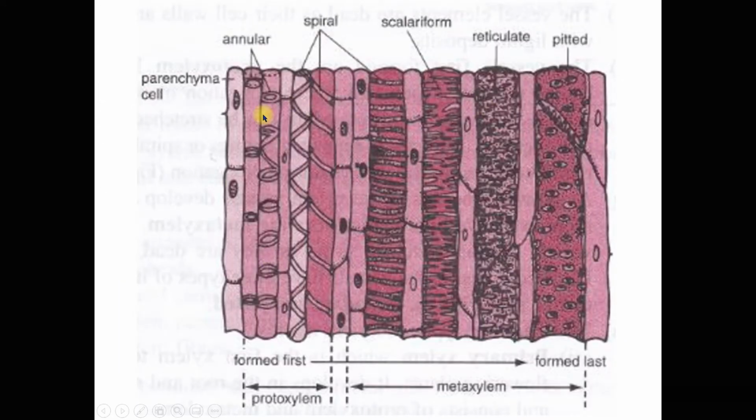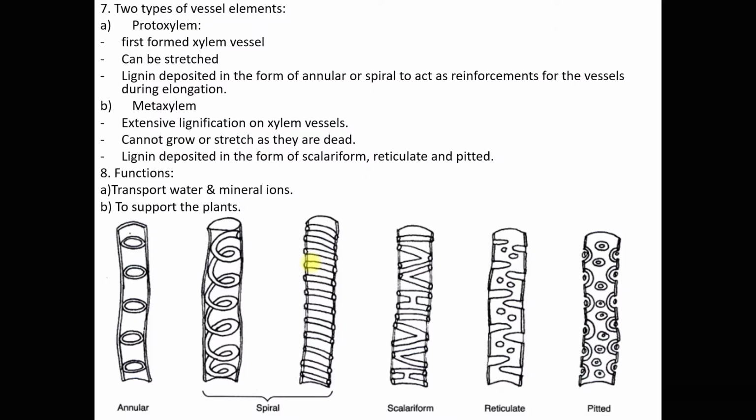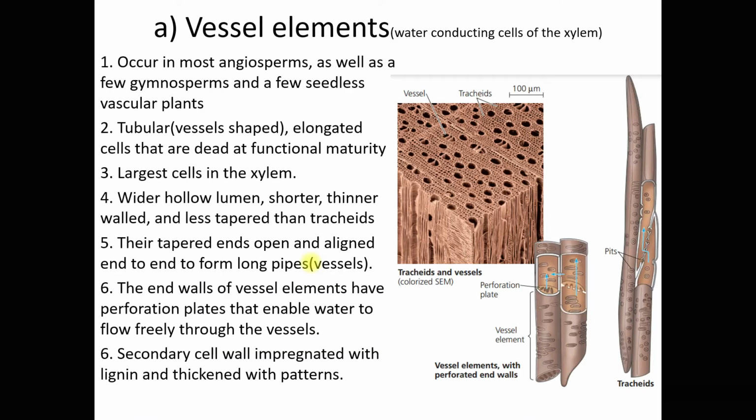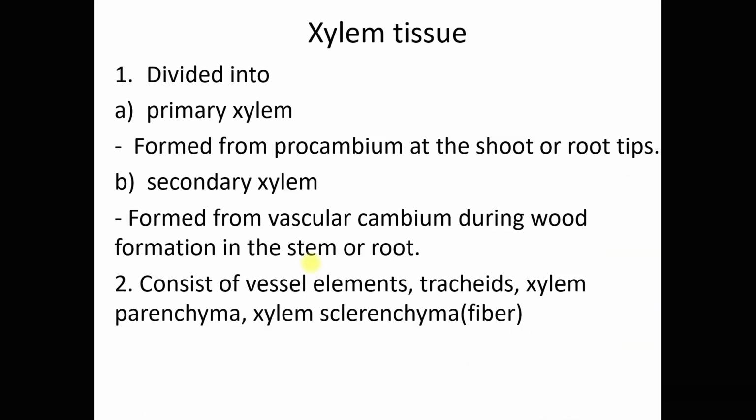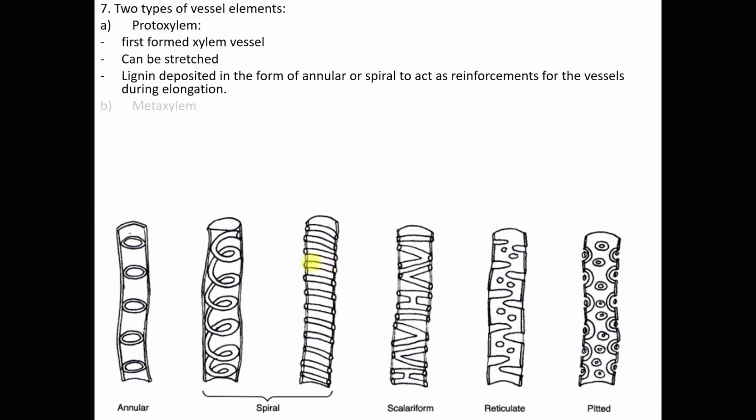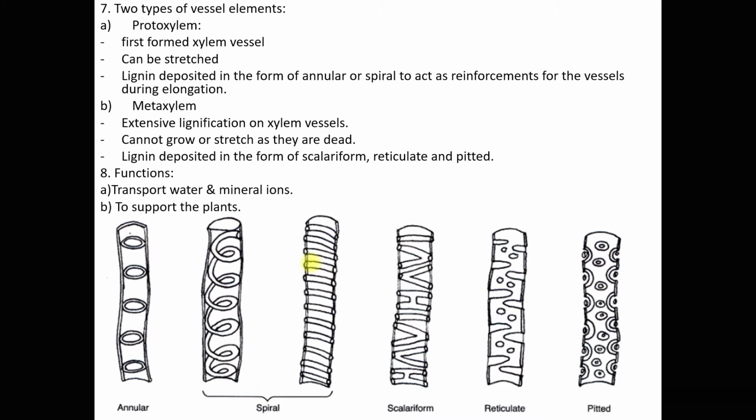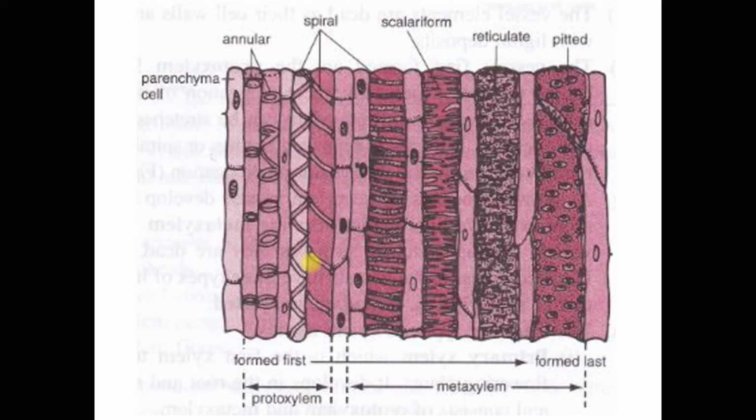Okay, so this is the protoxylem that I mentioned earlier, which is the annular and spiral. Ingat? Okay, this is the annular and this is the spiral. This is how they look like. This is a longitudinal section of the xylem vessel or vessel elements. Okay, so vessel elements are also known as xylem vessel. If you come across the word xylem vessel, it is referred to as vessel element or xylem elements. You can see the annular, spiral, then these are the metaxylems, right? So pitted, reticulate, scleriform, how they look like from a longitudinal section.